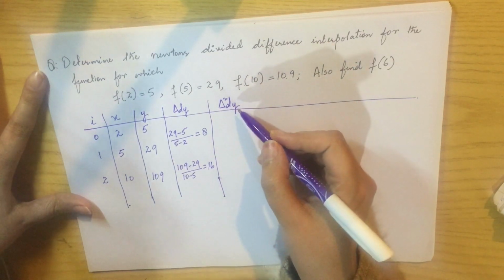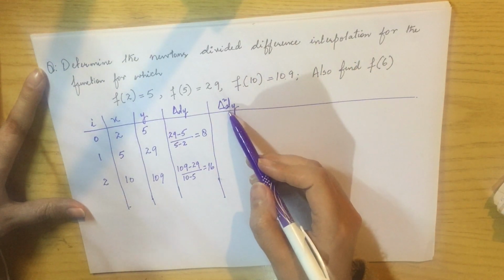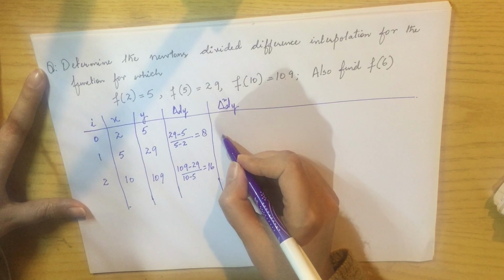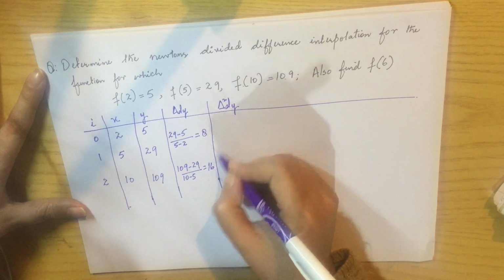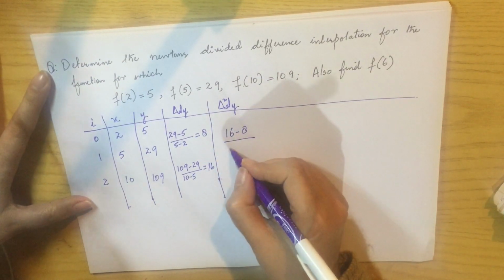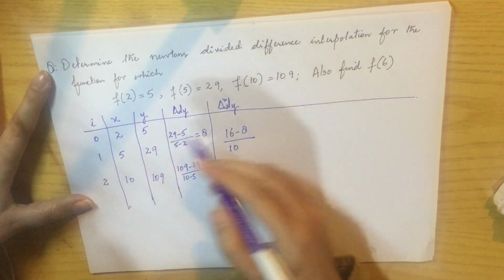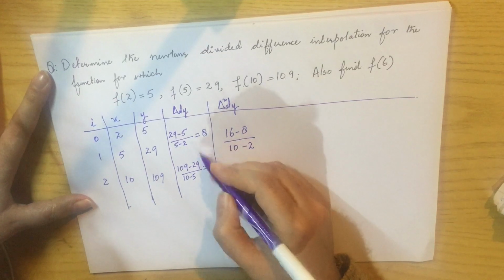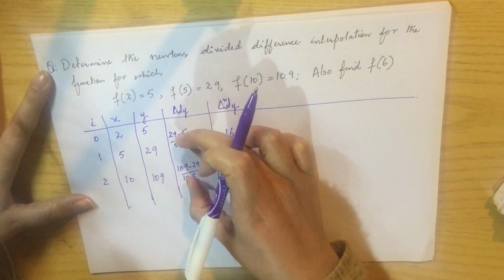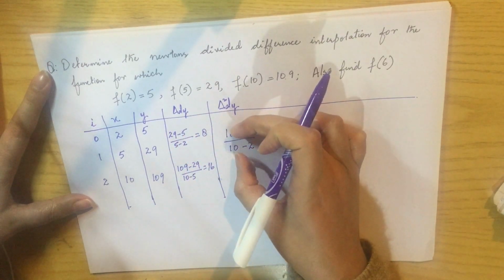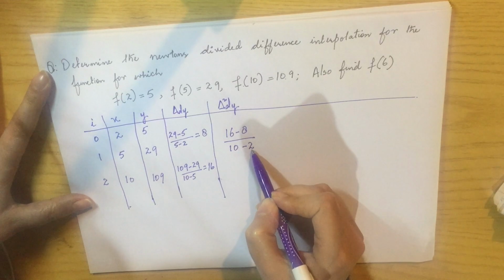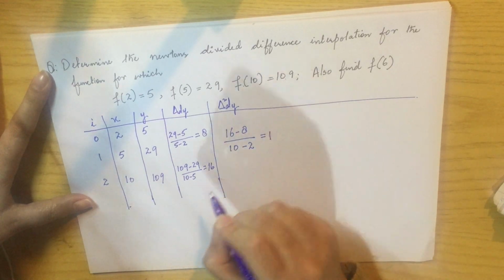Fine. Then you have to do it for the second term, that means Newton's divided difference at second. That will be equal to 16 minus 8 whole divided by 10 minus 2, because we are left with only two terms in the first difference. In the first difference we are left with only two terms, that means in the next difference we will be left with only one term. So it will be 16 minus 8 divided by 10 minus 2. If you calculate it, it will be equal to 1.